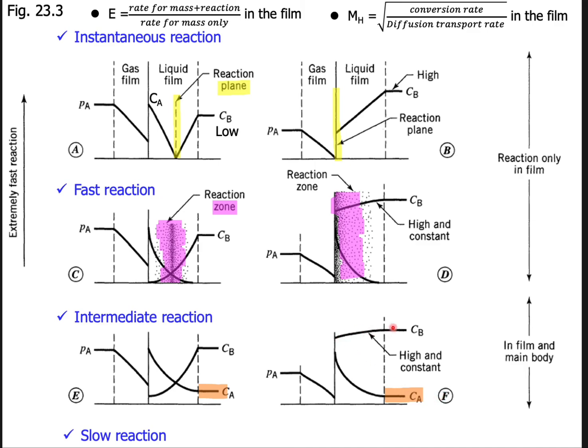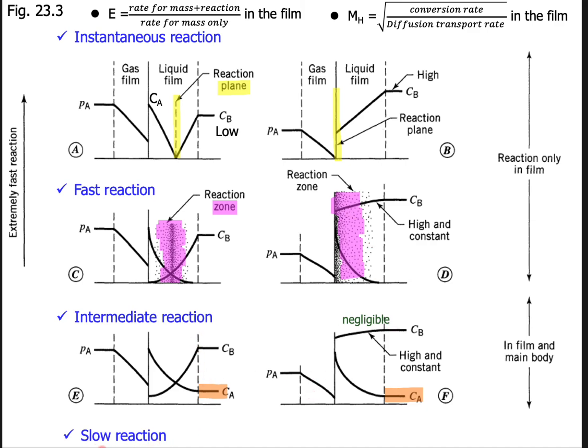Based on this, there's one thing I need to mention: if CB is high enough, then you just spend a tiny amount of B to react with A. So the profile here can be considered to remain constant. CB remains constant, negligible change, because you just need to spend a tiny amount of B to react with A, as long as you have a high enough value of CB.